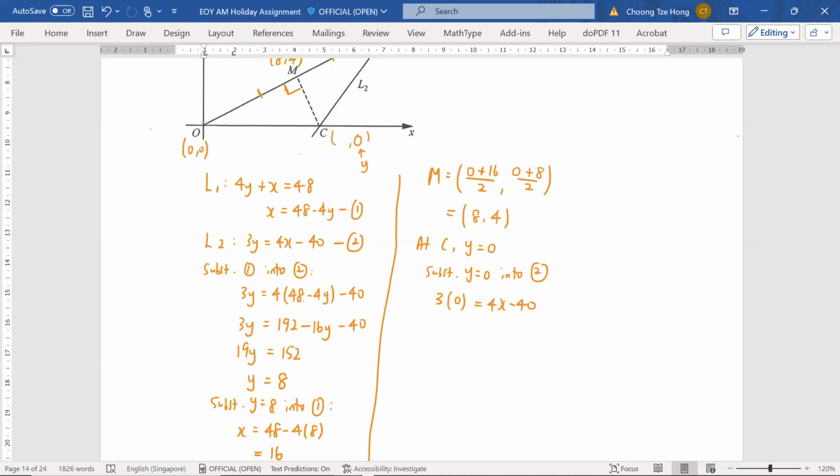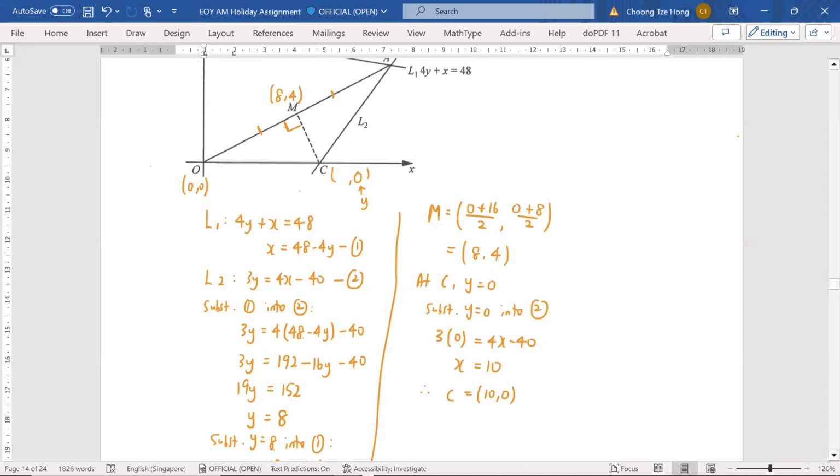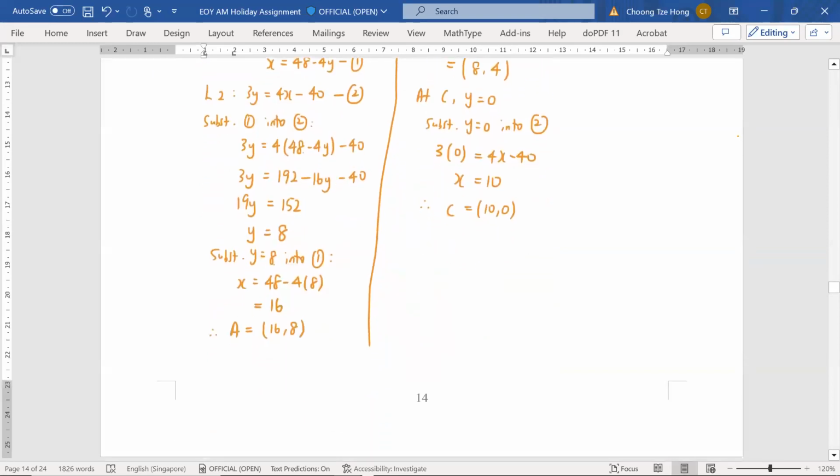Okay, so from here you can get x equals 10. So the coordinates of C are (10, 0). Since we know all the coordinates of the points already, we can find the gradient of MC as well as the gradient of OA, and we multiply them together. We hope to get -1. So let's do that.